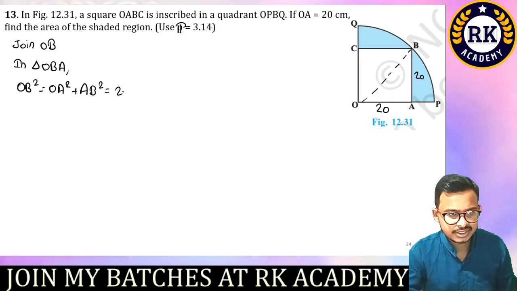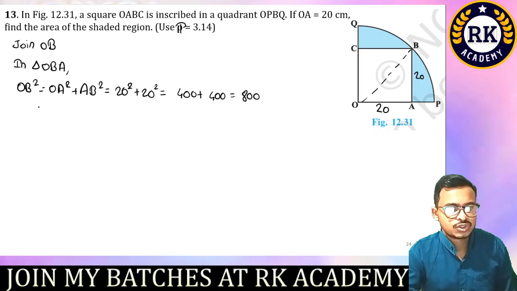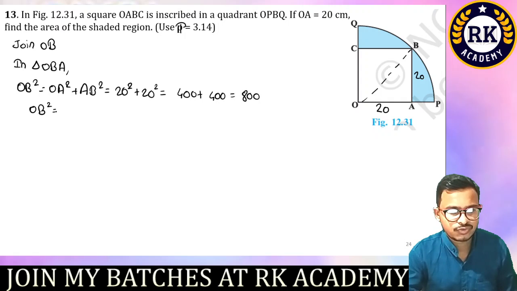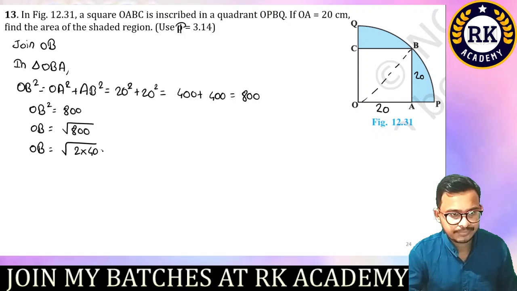So let us find this 20 square plus 20 square. It will be 2 times 20 square, that is 400 plus 400, total it will be 800. So OB square is 800. So what will be OB? OB shall be equal to under root 800. So you can write this OB is equal to under root 2 times 400. So OB shall be equal to 20 root 2 centimeter.